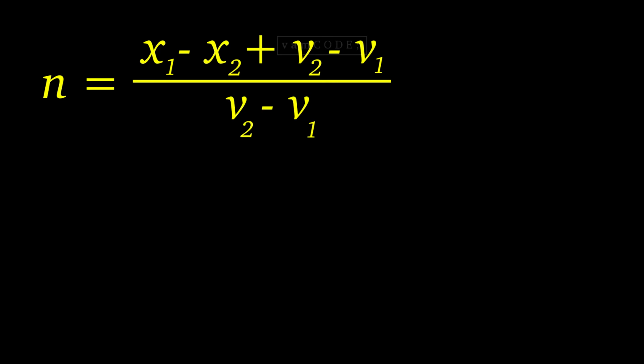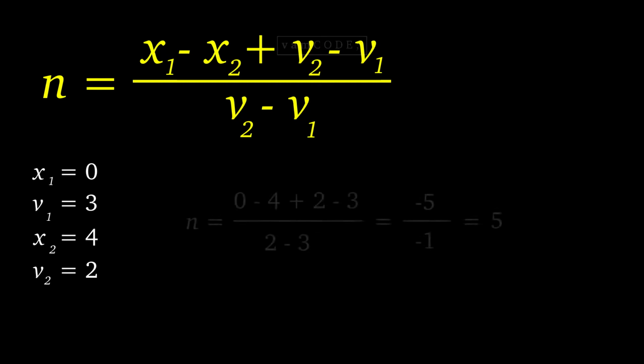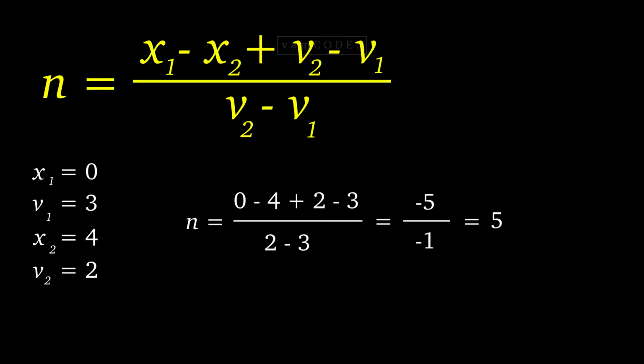Let's see if this formula works. I'm going to put x1 equal to 0, v1 equal to 3, x2 equal to 4, and v2 equal to 2 from our test case. So we get n is equal to 0 minus 4 plus 2 minus 3, divided by 2 minus 3. And we get n is equal to minus 5 by minus 1, which is equal to 5. As you can see, this means that both the APs have a common term at n equal to 5. In other words, the kangaroos will meet.